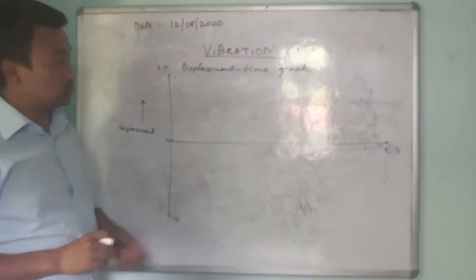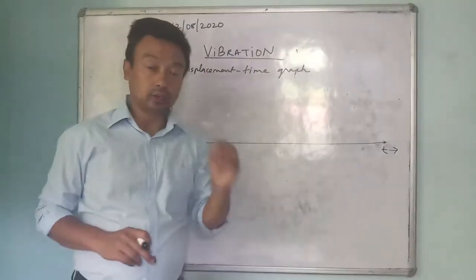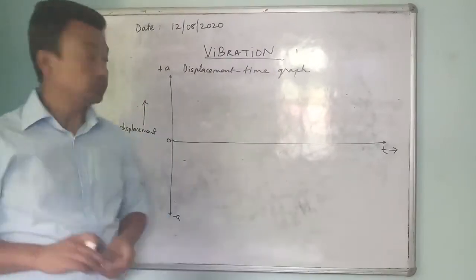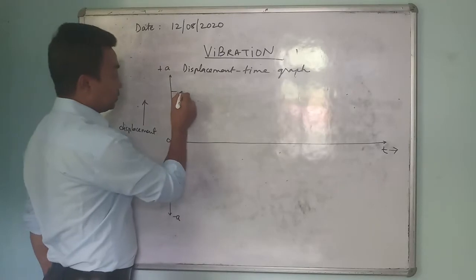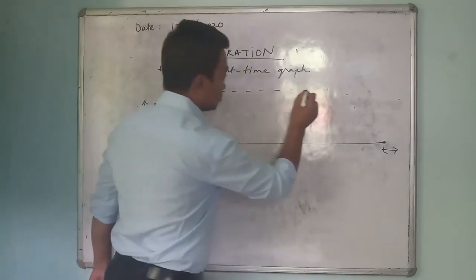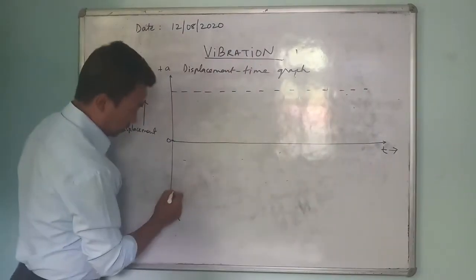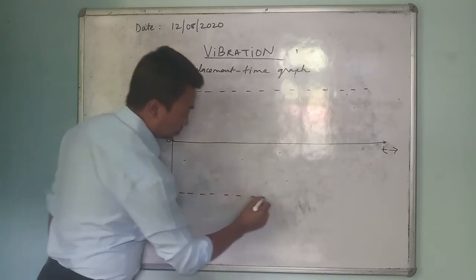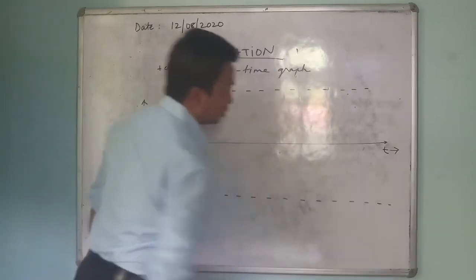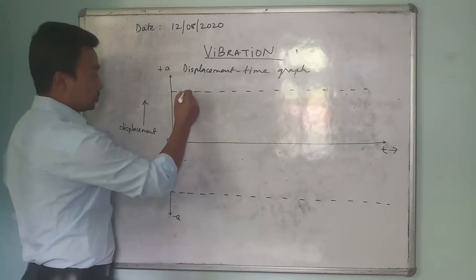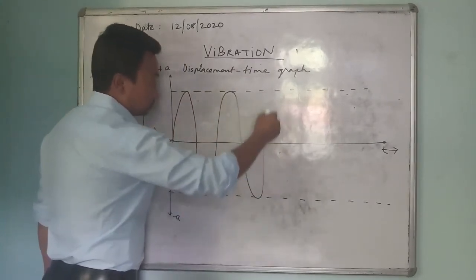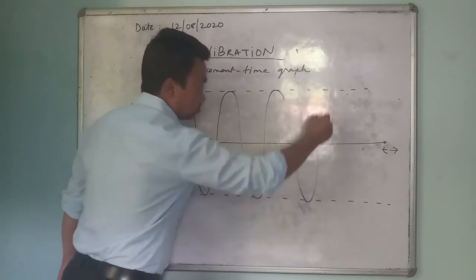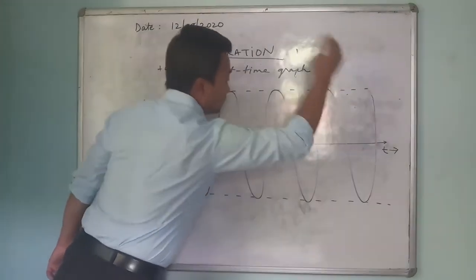Since we have noted that in natural vibrations, the amplitude remains constant, therefore I will make two markings here at the same height from the origin. Let us draw another from the origin. Now, like this it goes on.